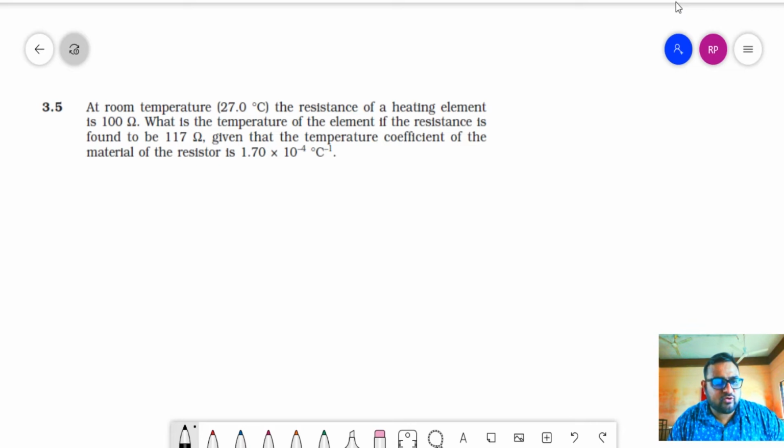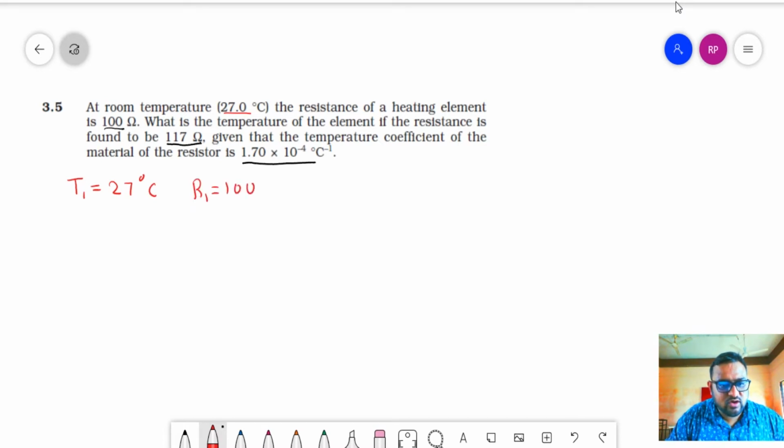3.5, at room temperature 27 degrees Celsius, the resistance of a heating element is 100 ohm. What is the temperature of the element if the resistance is found to be 117 ohm, given that the temperature coefficient of material of the resistor is 1.7 into 10 raised to minus 4. Okay, so first let's write down the given thing. At T1 equal to 27 degrees Celsius, the resistance was equal to 100 ohm, R1.